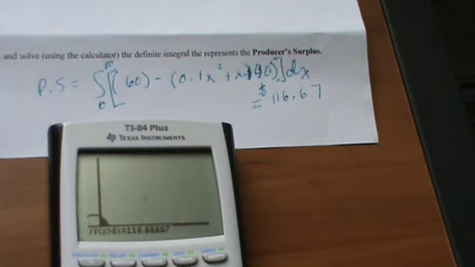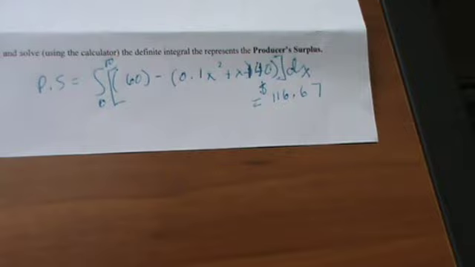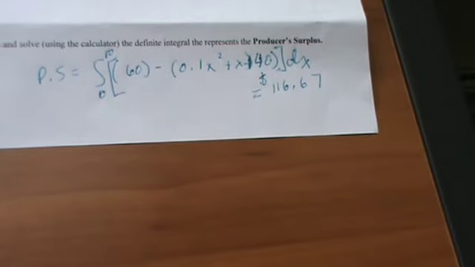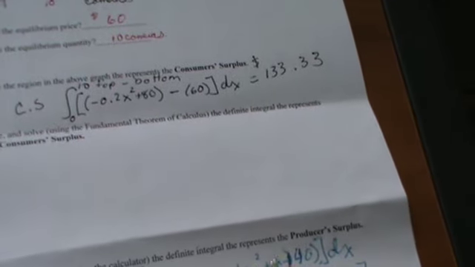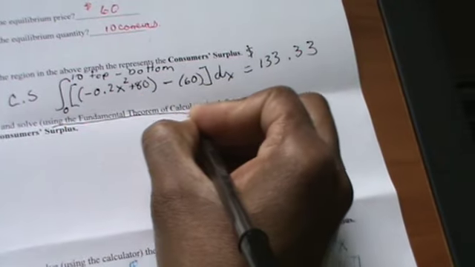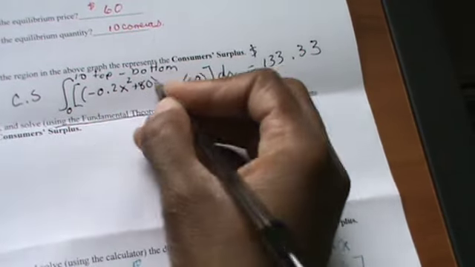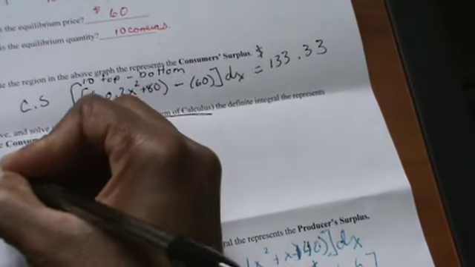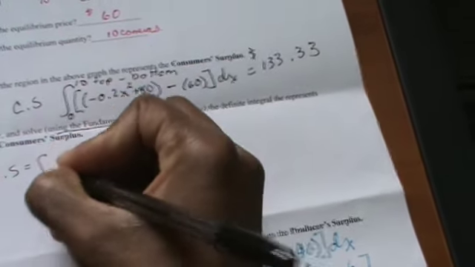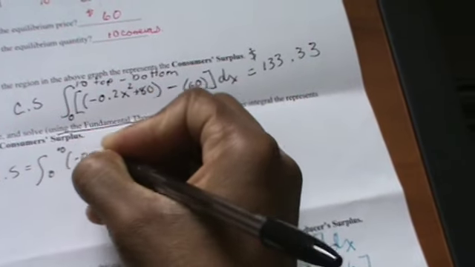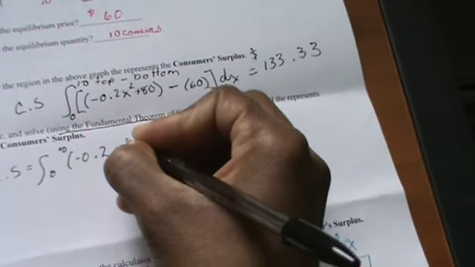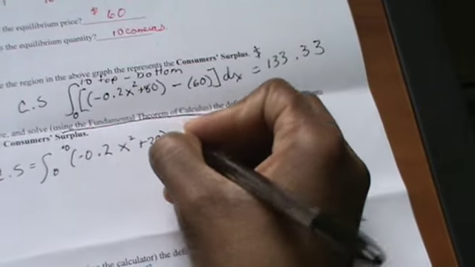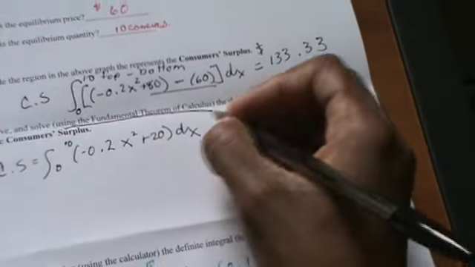Let me go to one more problem and then I will call it quits from there. I'm going to start you guys off on this one, although I may not see it to its completion. This one says use the fundamental theorem of calculus, so you do this work by hand. Here we go. Consumer surplus equals the integral from 0 to 10 of negative 0.2x squared plus 20 dx. Notice I combined those two together.